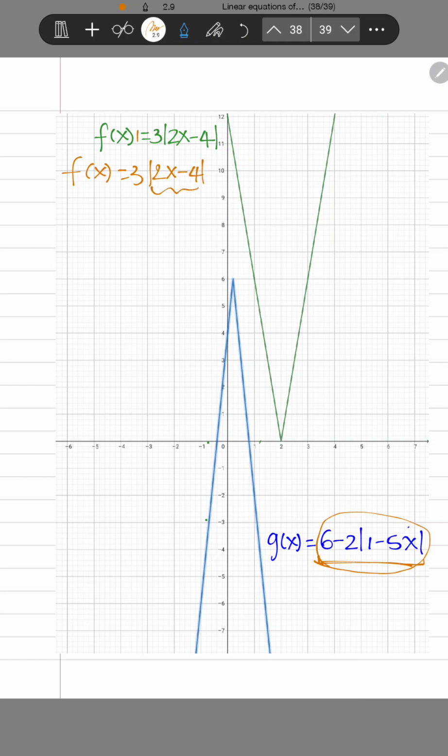We can see that an absolute value of a number or an expression is always positive. So this graph, f of x, cannot have a negative value or negative y value. So it will never go back here in this region. So the green one is always above the x-axis. It will always have a positive result.